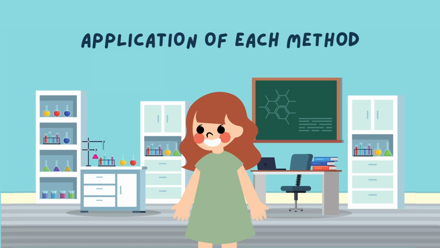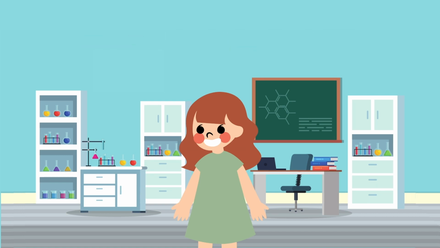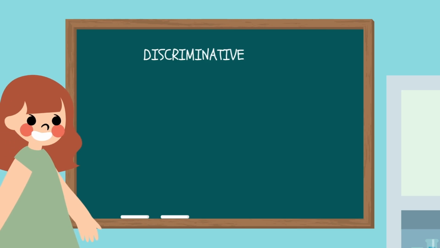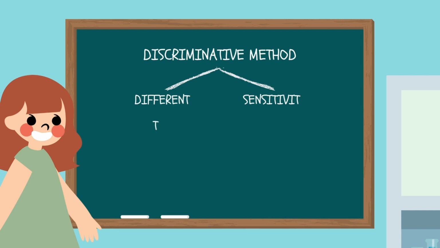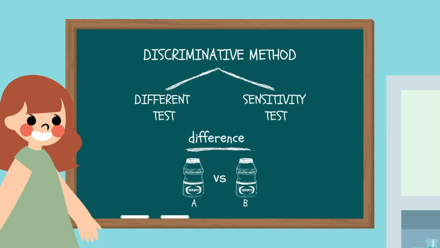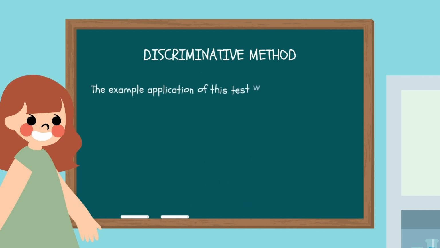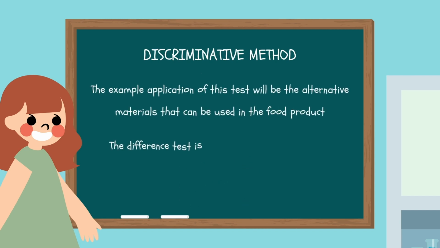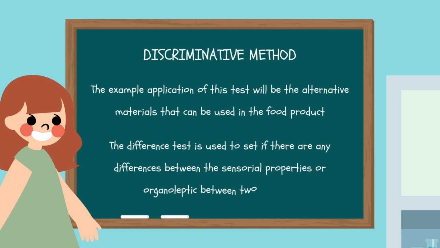For the next part, we will continue with the application for each method for sensory evaluation. The first one will be the discriminative test. This test will be divided into two groups, which are the difference test and the sensitivity test. The discriminative test is used to know the difference that is tasted between two products. An example application of this test is finding alternative materials that can be used in a food product.